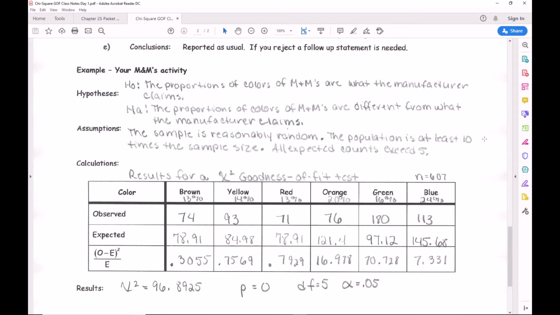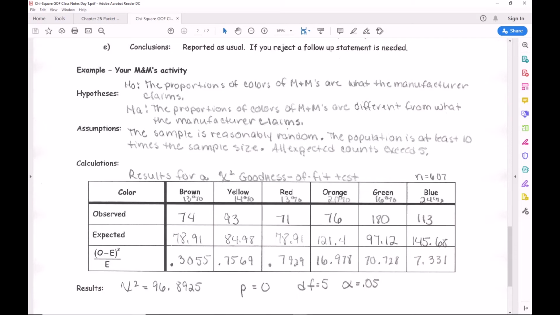And it kind of is, right? That bag is just as random as any other bag. So yeah, the sample was reasonably random. The population is at least 10 times the sample size. So I think we can go along with that. There's a lot of M&Ms out there.